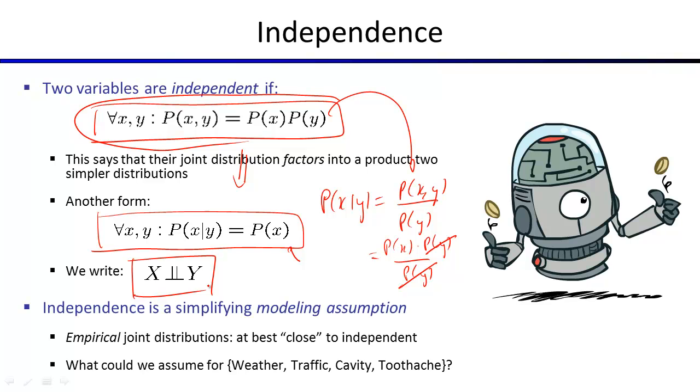Are many random variables independent in practice? Not all that often are they independent. It can happen, though. Let's look at one of our running examples for this lecture here. Let's say you're interested in the random variables weather, traffic, cavity, and toothache. It might be reasonable to assume that weather and traffic are independent of cavity and toothache.